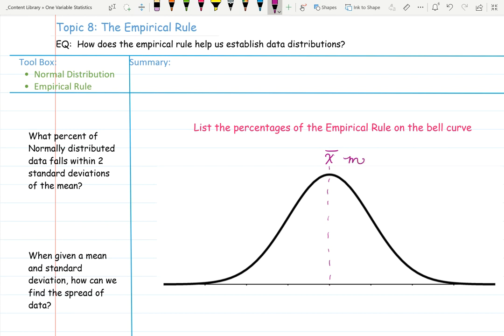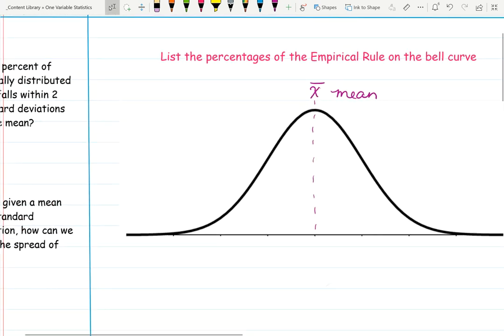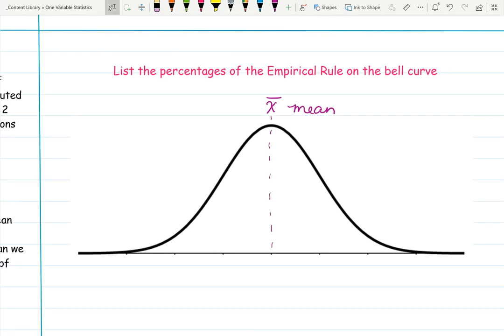So X bar is what we use to denote a mean. Now, if you guys remember finding the MAD, that mean absolute deviation, that formula that was horrendous, yeah, the standard deviation formula is just as bad. Now, we don't have to actually find that, which is nice, because if you did have to find it, a graphing calculator would help you to find it a lot quicker. There's also Excel spreadsheets that could help you too.